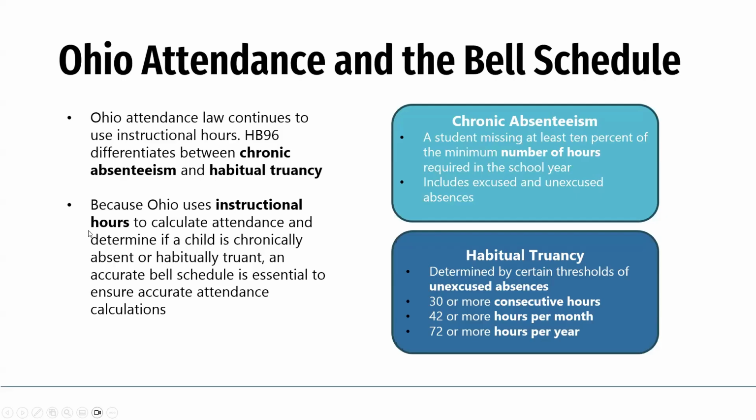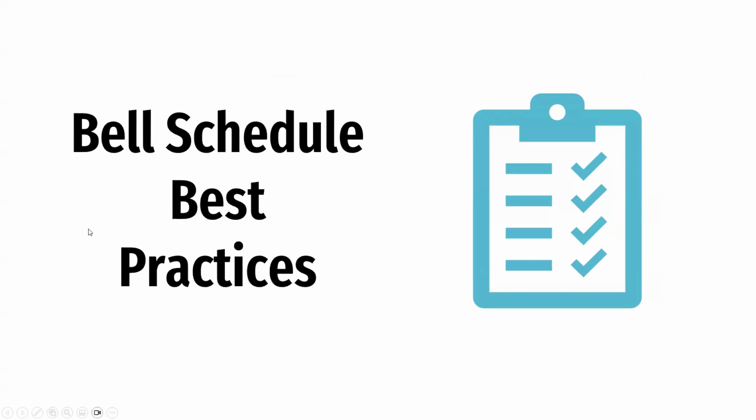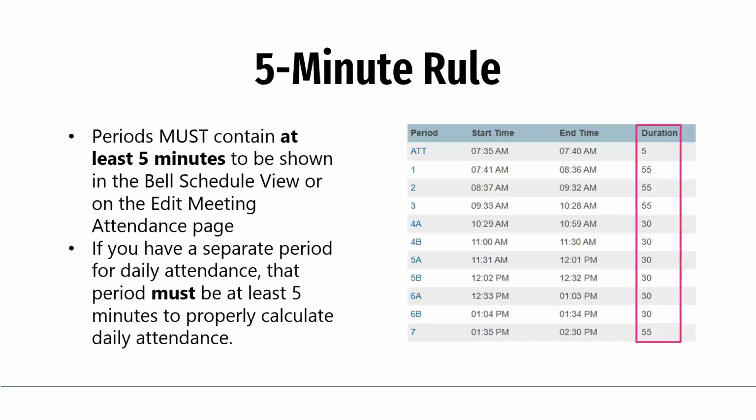So then I'm going to go into our bell schedule best practices. Here we go. On this one, the 5-minute rule. I really need you to go into each one of your bell schedules and pay attention to this, because I do believe that there are some districts out there that need this corrected for next year. Periods must contain at least 5 minutes to be shown in the bell schedule view or on the edit meeting attendance page. That is just crucial.